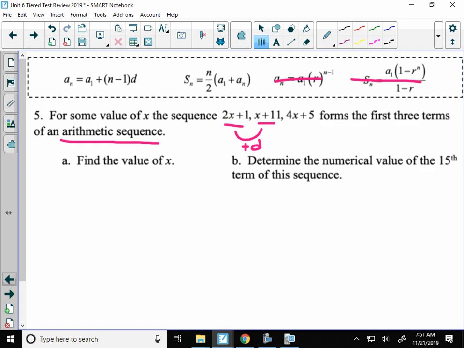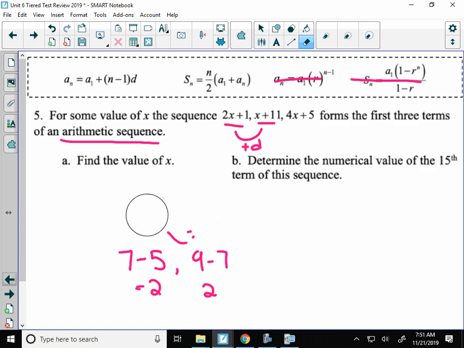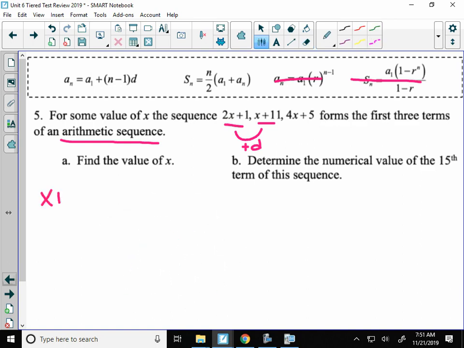Think about if we had a sequence that just said like 5, 7, 9, on and on, and you had no idea what you were adding to get from term to term. You would take the second number minus the first number, which would give you 2. And then you could check, you could take the 9 minus 7, and that also gives you 2, and then you know that that's the common difference. We're going to do something similar here. I'm going to take the second number minus the first term.